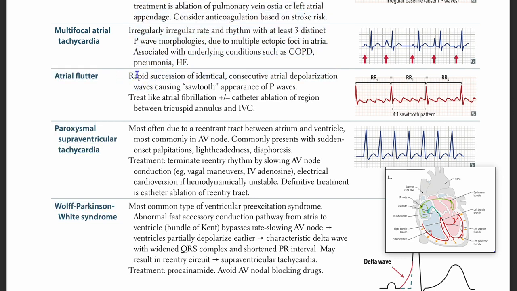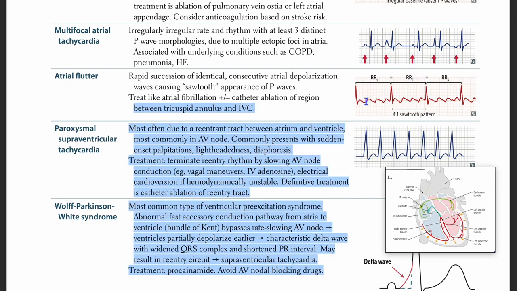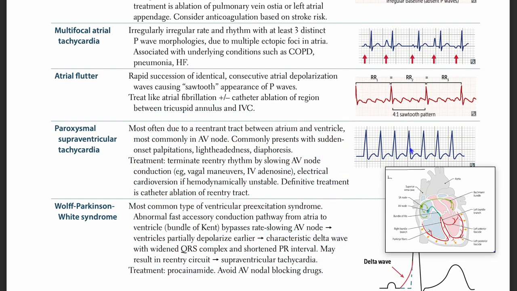The flutter is a rapid succession of identical consecutive atrial depolarization waves causing a sawtooth. Okay, if you see this, it's going to be a flutter. That's the easiest one to figure out from an ECG. Sawtooth appearance of a P wave. If you've ever seen someone work a saw cutting wood, the saw blade, this is what it looks like. So that's what they mean by sawtooth.